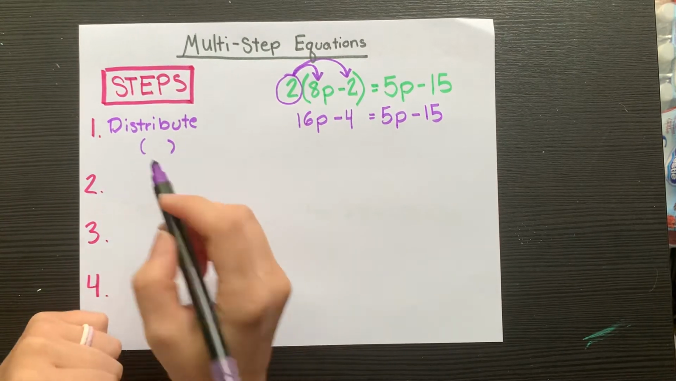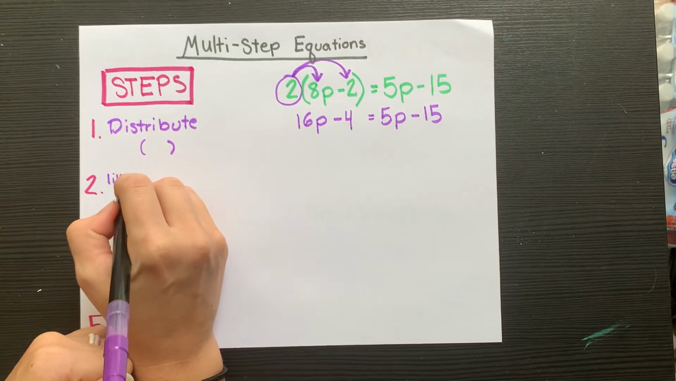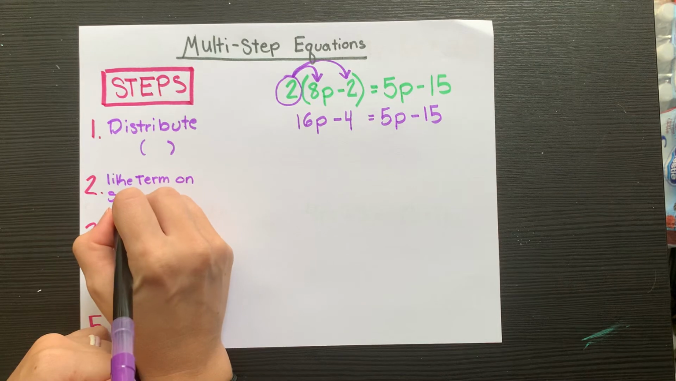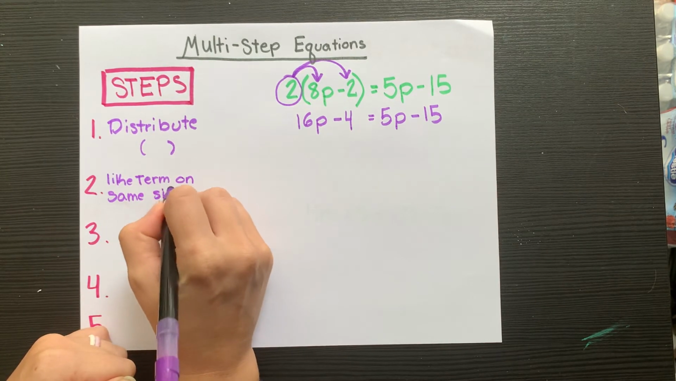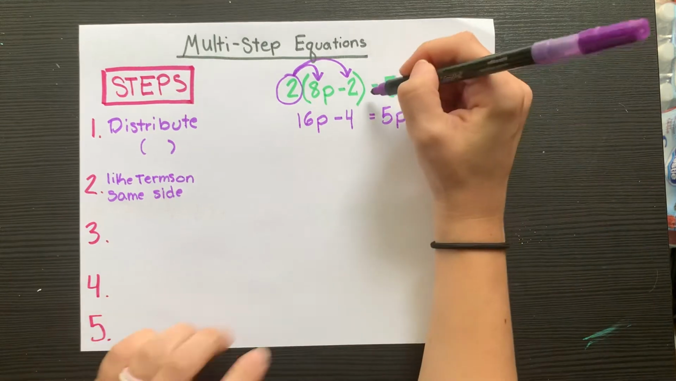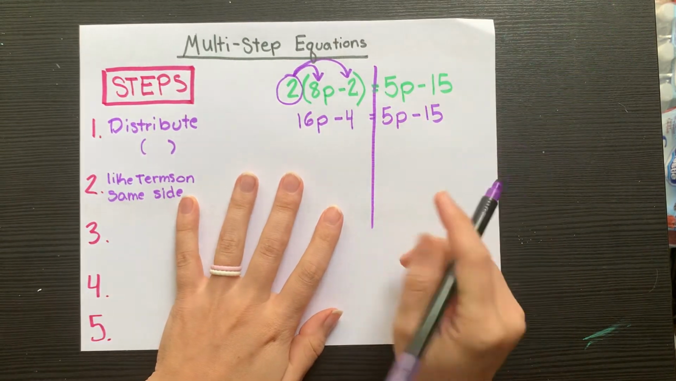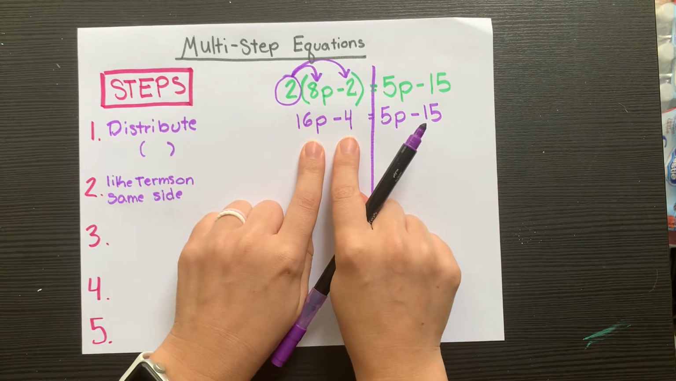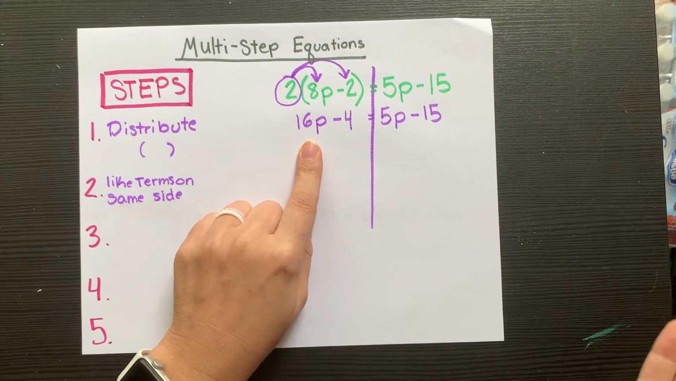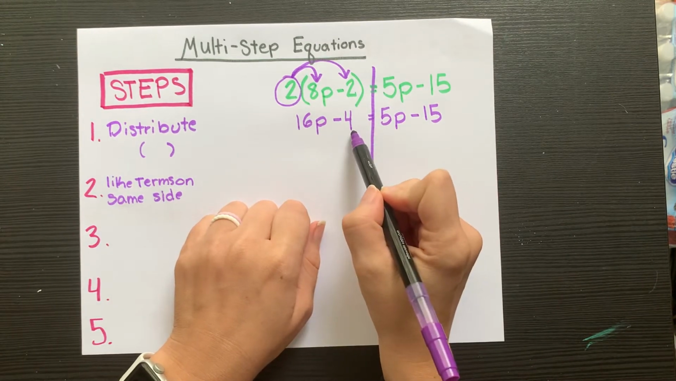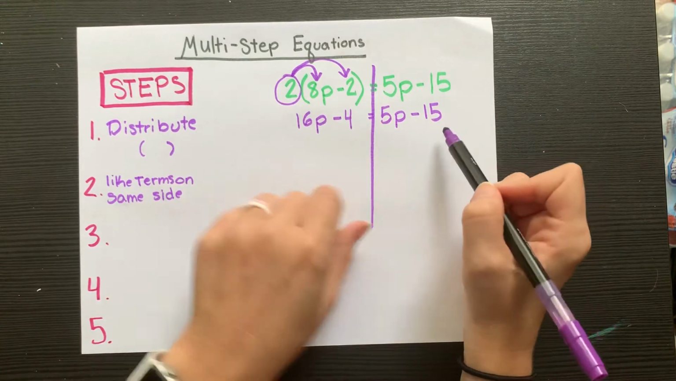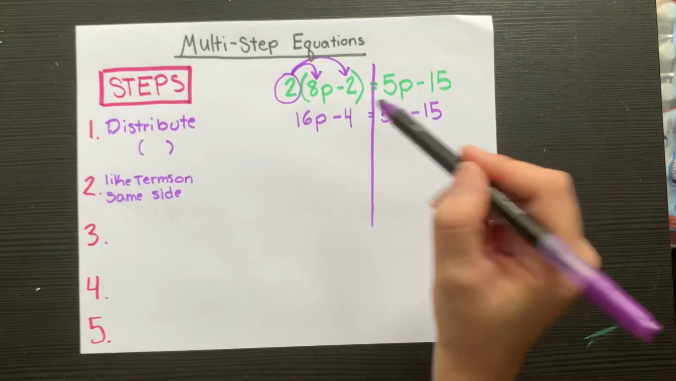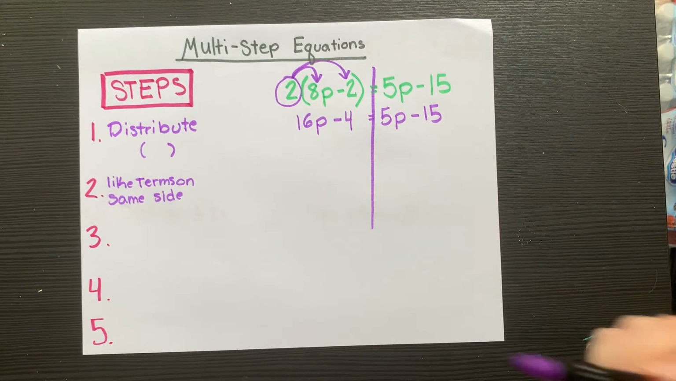The next step, you want to see, do I have like terms on the same side of the equal sign? When we're looking for like terms, that means they're on the same side. So if I draw a line where this equal sign is, if I look on the left side, do I have any like terms? Remember, like terms have the same letter or they don't have a letter at all. So here I have a p and I have just a number. So there's no like terms there. On this side, I also have a p and a number, so there's no like terms there. So in this example, we're going to skip step 2, right?